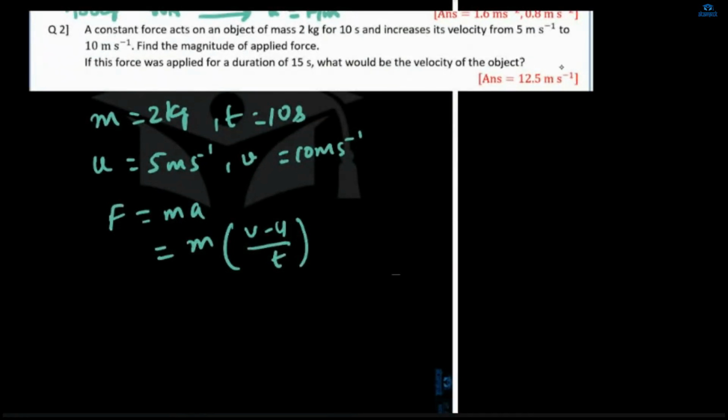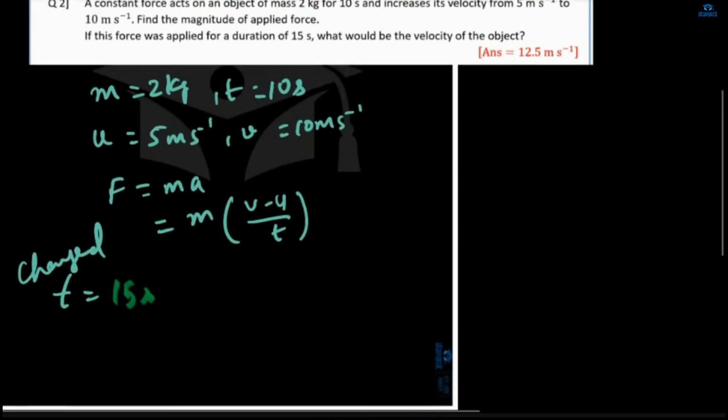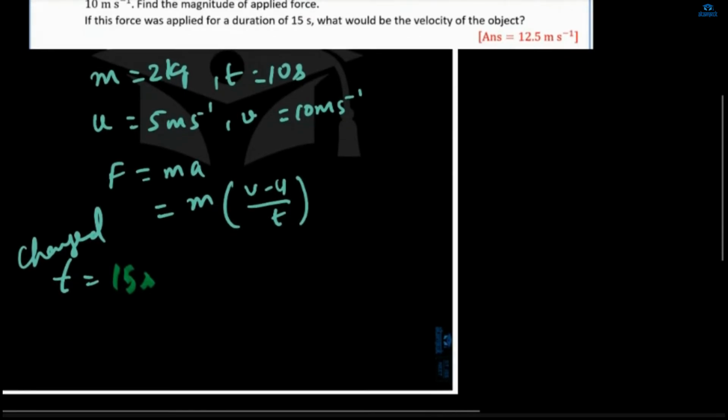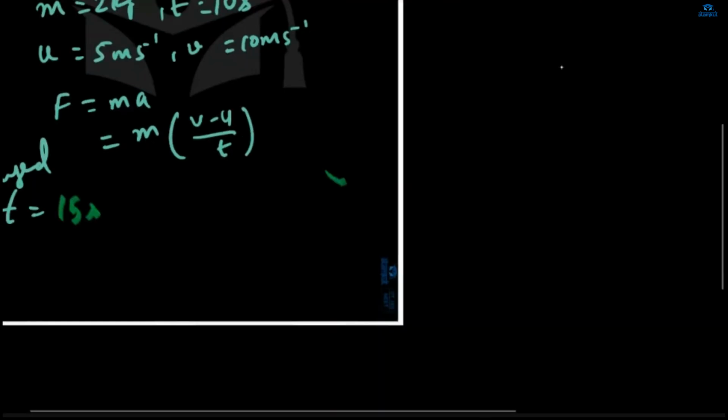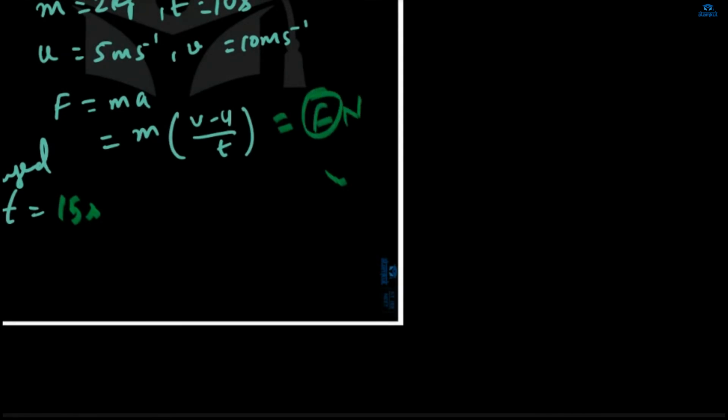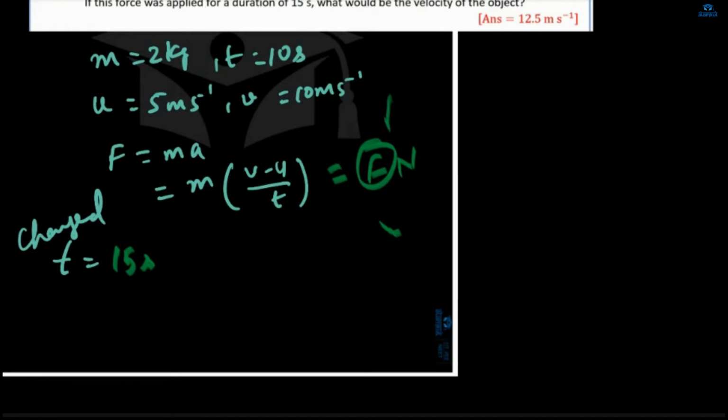We have to change the value of second, changed value of second, t is equal to what? 15 seconds. What would be the velocity of the object? The force will be the same. Whatever force we get here, whatever Newton, F Newton. F is some constant value. So now we have F is equal to F Newton.